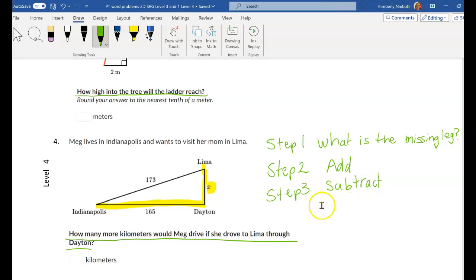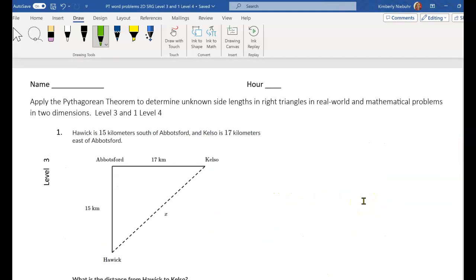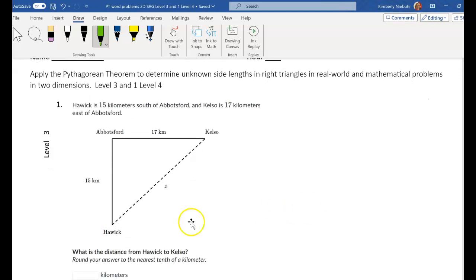Okay, you're doing well. I love the way you're just able to tackle this work on your own. Good job.